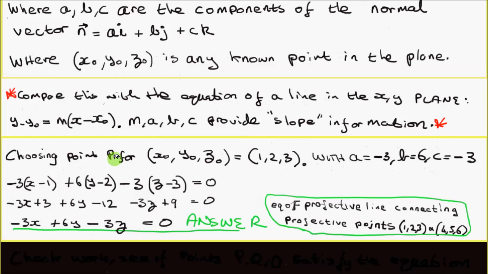Now I'm going to choose for our point P the coordinates 1, 2, 3, and plug those in for x naught, y naught, z naught, and a is minus 3, b is 6, and c is minus 3. Do a bit of plugging and chugging here, and I come out with minus 3x plus 6y minus 3z equals 0. I'm saying that that is the equation of the plane in Euclidean geometry, and in projective geometry that is the equation of the projective line connecting the projective point 1, 2, 3 with the point with coordinates 4, 5, 6.